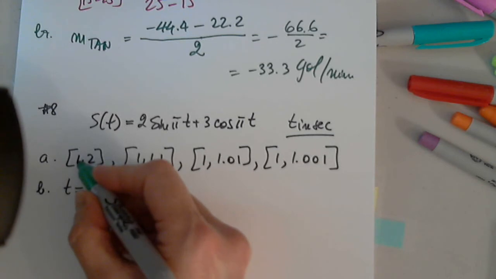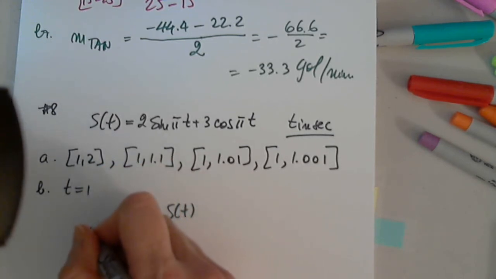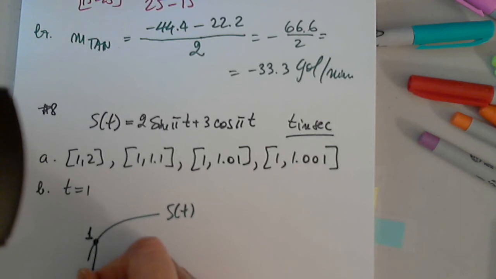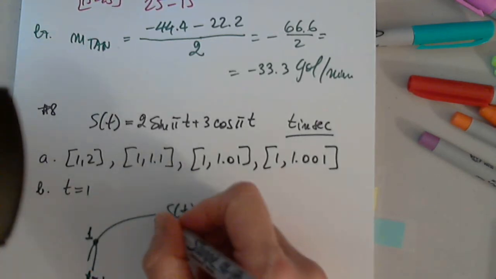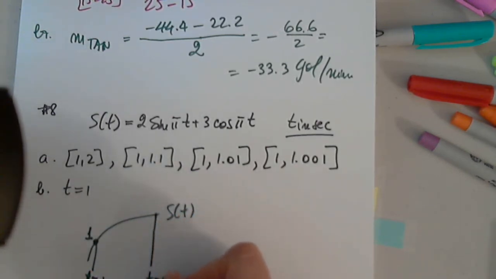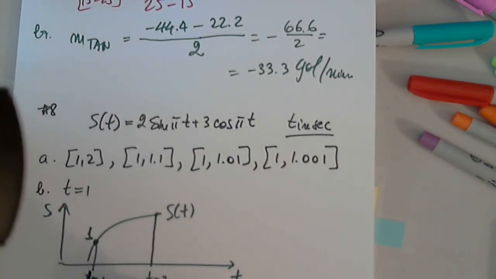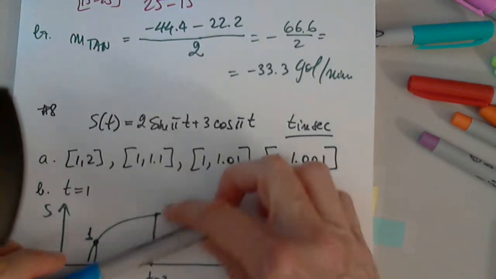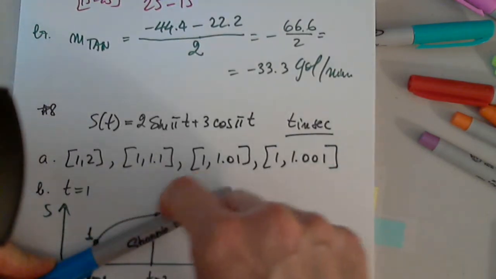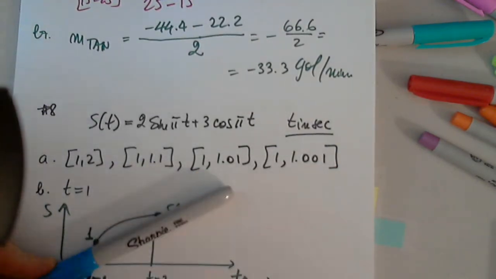So here is 0.1. So when t equals 1, and here is t equals 2. So here's our graph. This is the function s of t, and this is t, and this is s. This is t equals 1 second, and this is t equals 2 seconds. Okay, now this 1 comma 2 will be the average rate of change between these 2 points.